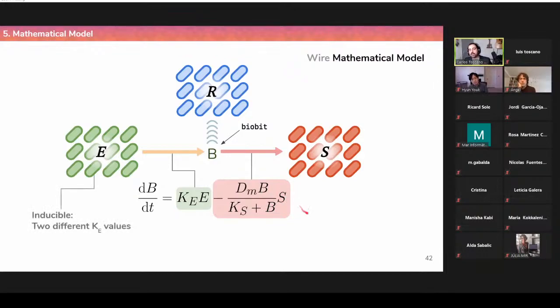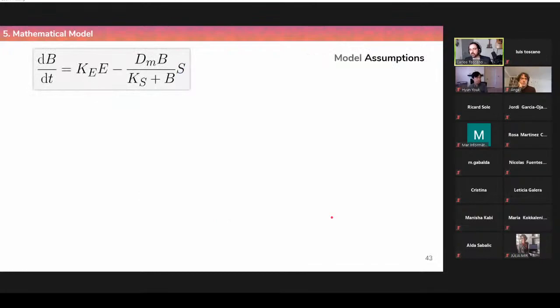And recall that because emitters are inducible, you can induce the emission of BioBit, we are going to have two different emission constants in the case of the emitter strain. One of these emission constants, in the absence of input, will be close to 0. Now, what are the model assumptions? We are going to assume that the abiotic degradation is going to be negligible.